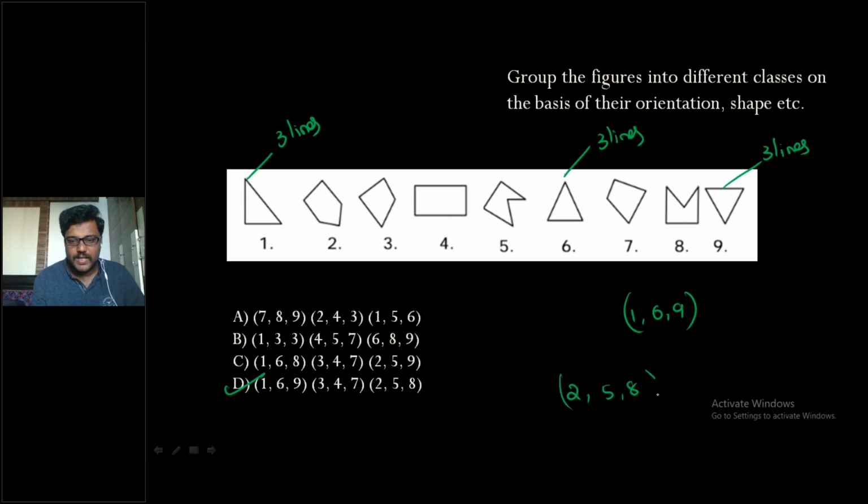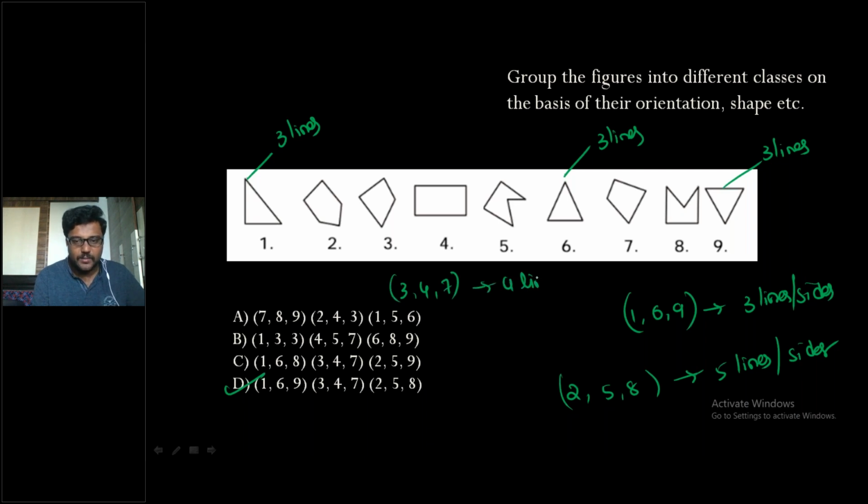If you observe, this has 5 lines. Yeah, 5 lines are there, or 5 sides. 1, 6, 9 are 3 lines or 3 sides, whereas 2, 5, 8 are 5 lines or 5 sides, whereas if you observe 3, 4, 7, it's actually 4 sides or 4 lines. Yes, depending on the number of lines, number of elements, shape, or number of sides, you are dividing into these groups. Got it? Hope you understand.